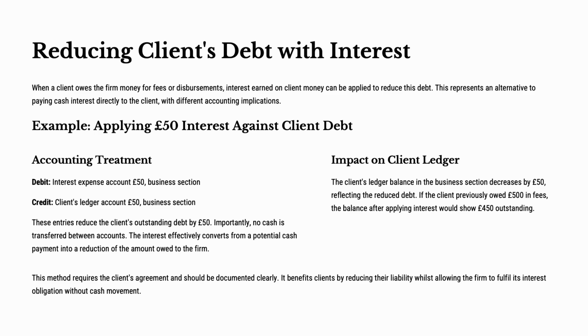So reducing the client's debt. Here, the client owes the firm money. Instead of paying the interest to the client, the solicitor reduces the client's debt. So the client, in this case, will get entries like debit interest expense account £50 business section and credit client ledger account £50 in business section. No money moves. The client simply owes less in this case, and this is common in the real world when clients owe money to the firm.